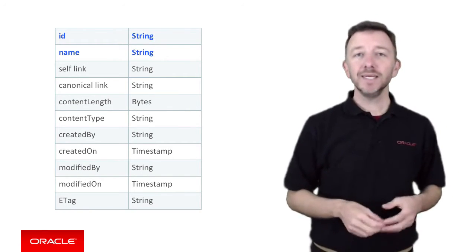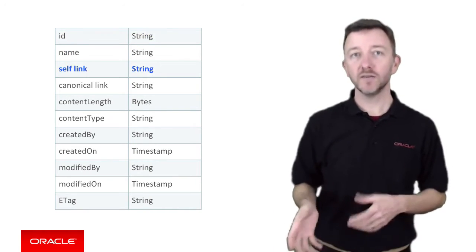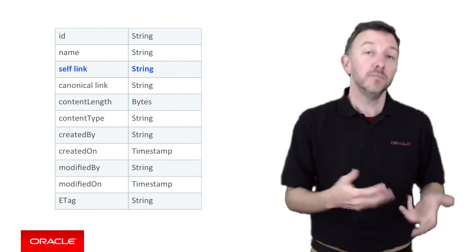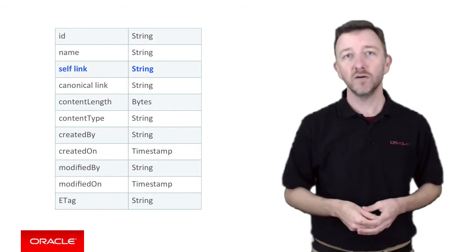Right, the next property is the self-link property, which provides a relative URI to the object for the current user. Essentially, its goal is to save a program from having to calculate the URI path itself.